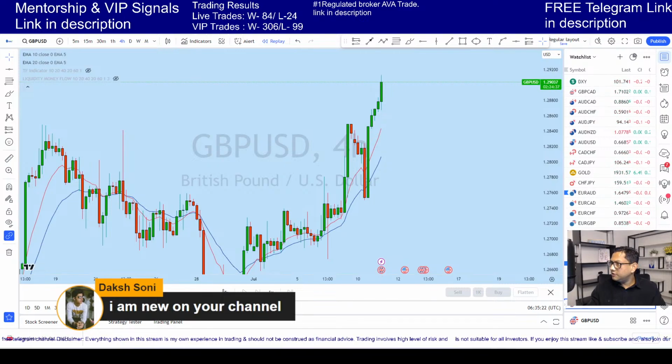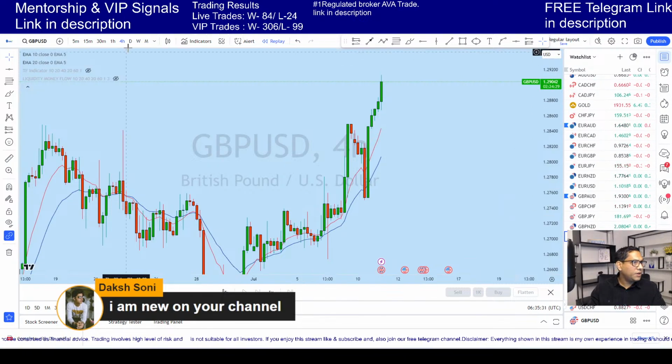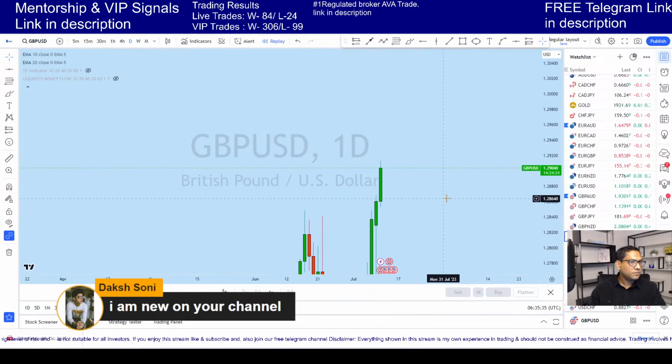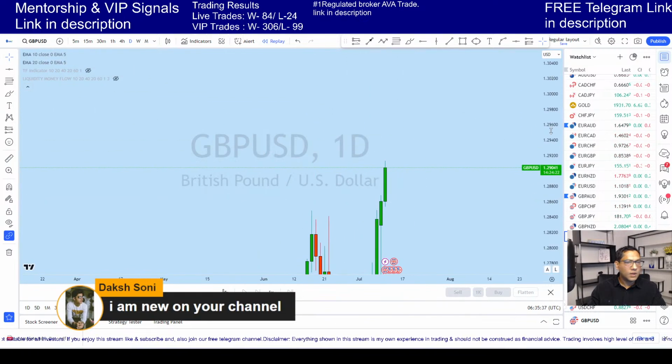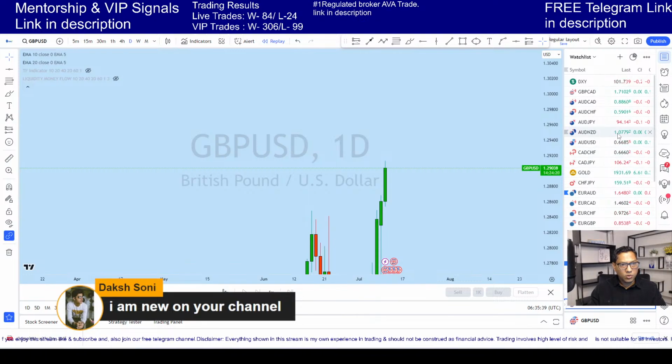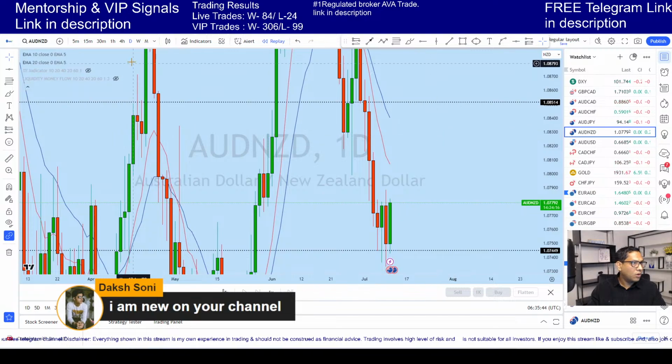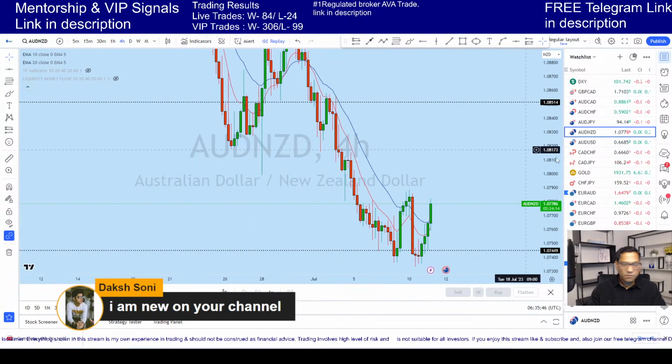Okay, so let's see now. Okay, so looking at GBPUSD. Okay, I'll be looking at some other instrument. AUD and NZD, you saw that there is a bounce from the support level. Let me see.